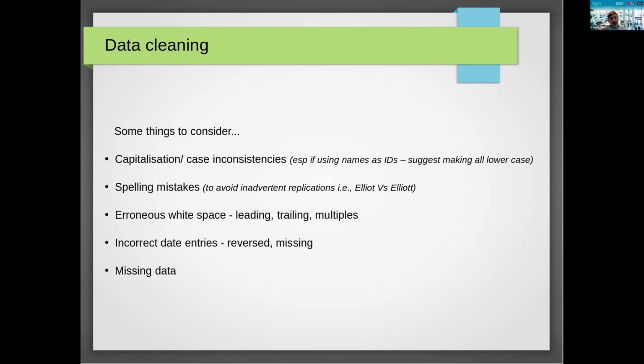We've already talked about the erroneous white spacing, so leading, trailing, and then within the text itself. You could have incorrect date entries reversed between US and UK, day, month, or they could just be missing altogether. And then holistically, you could have missing data for a whole number of reasons. These are the things that will need to be ironed out before you start to try and create your adjacency matrix.